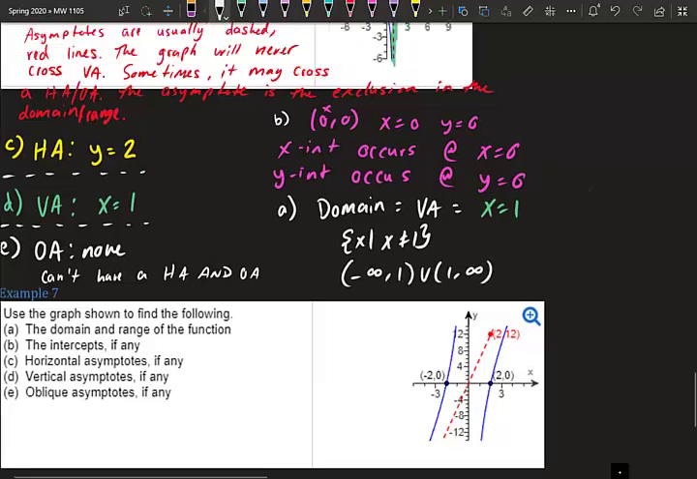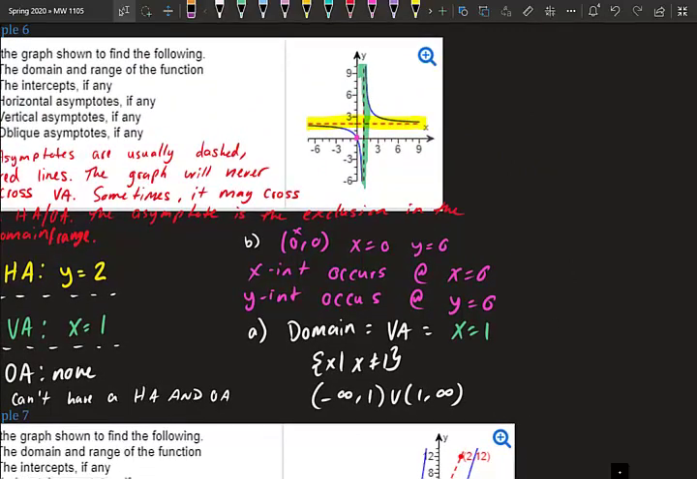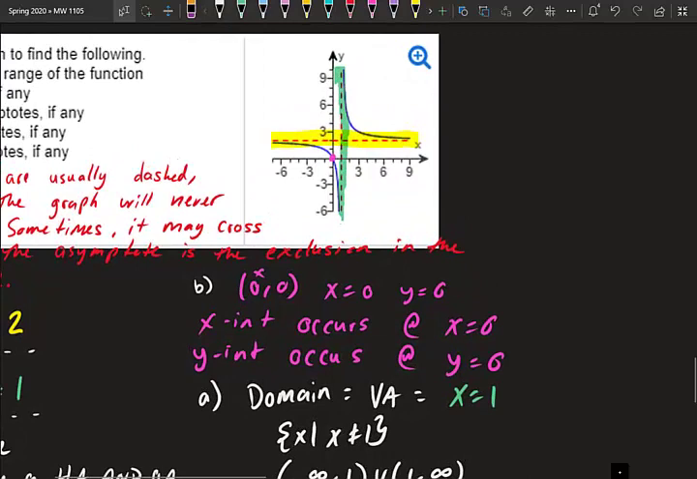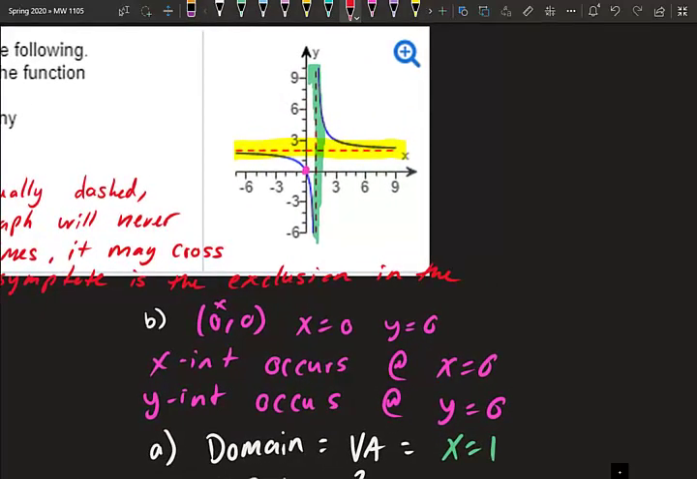So see here, the green highlighted dotted line, you see how it's never, ever, ever going to cross it right here? You see how it's never crossing? Same thing right here, it's never crossing. That's because its x can never be 1. It's never going to cross that vertical asymptote. That's why your vertical asymptote is your domain.